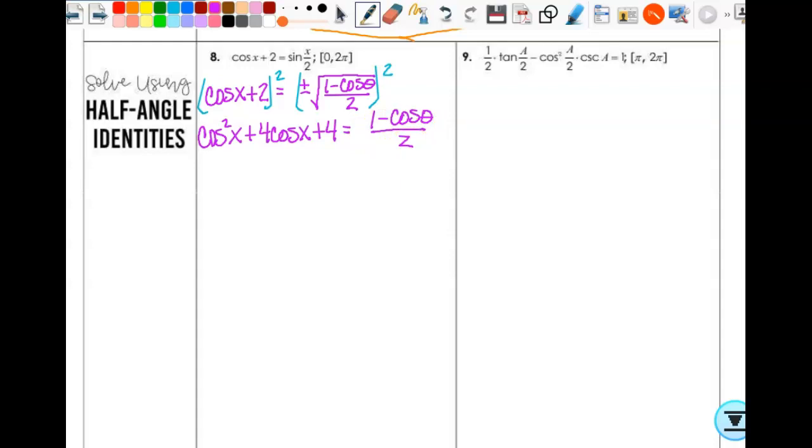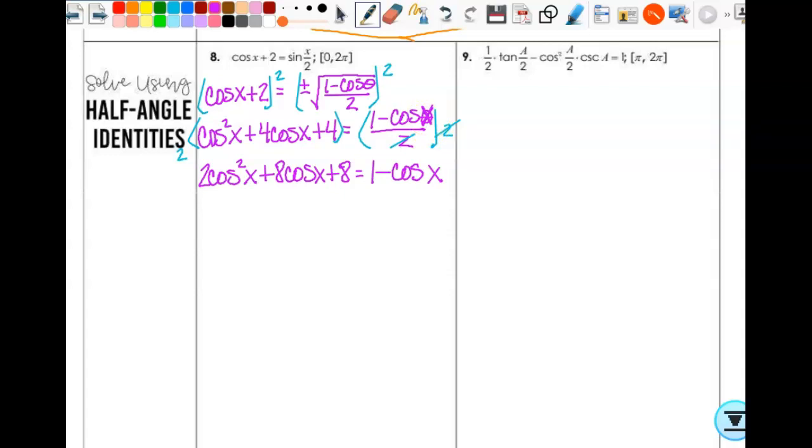I would like to get rid of the fraction, so I can multiply both sides by 2. When I do that over here, these 2's just cancel out. But on the left-hand side, I have to multiply everything by 2. So 2 cosine squared x plus 8 cosine x plus 8 equals 1 minus cosine x. Oh, I ended up with a theta right there. Sorry, I was confusing myself. When I took it off the formula chart, I put a theta. It should be x.